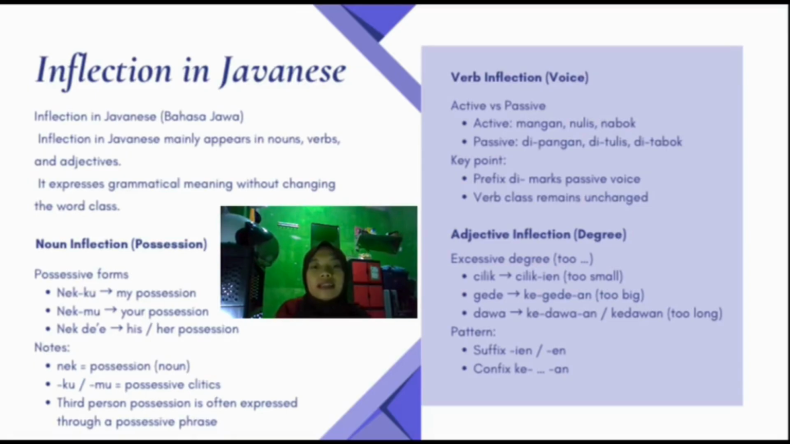And second, in verbs, inflection is related to voice. Active verbs include mangan, nulis, and nabok. To form the passive voice, Japanese uses the prefix di- in front, as in dipangan, ditulis, and ditabok.